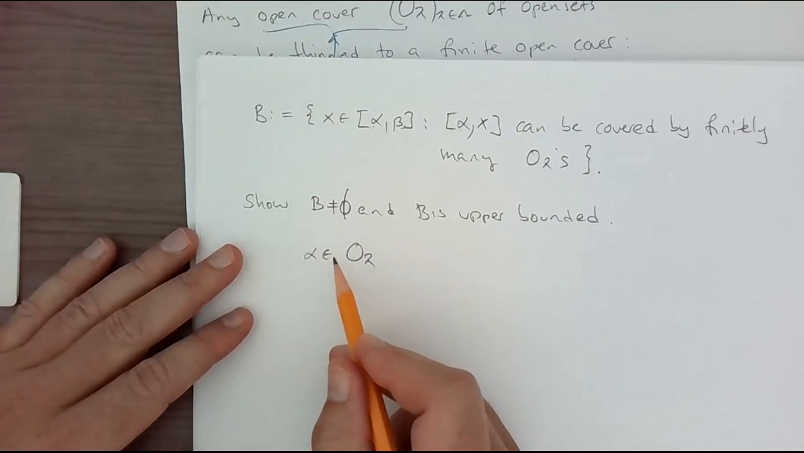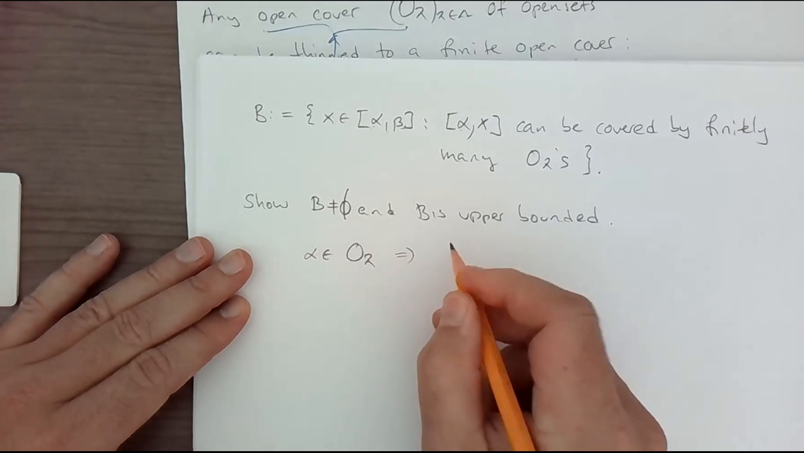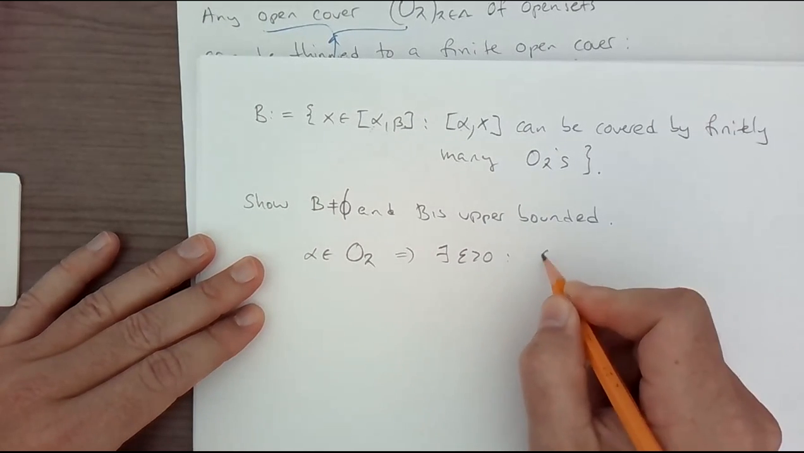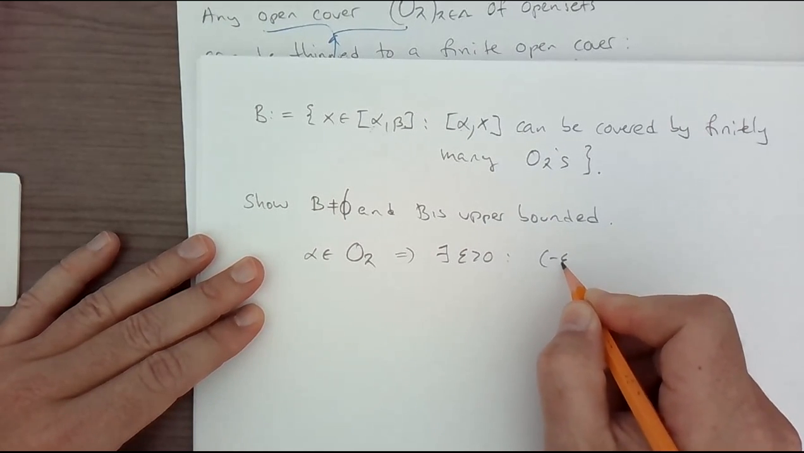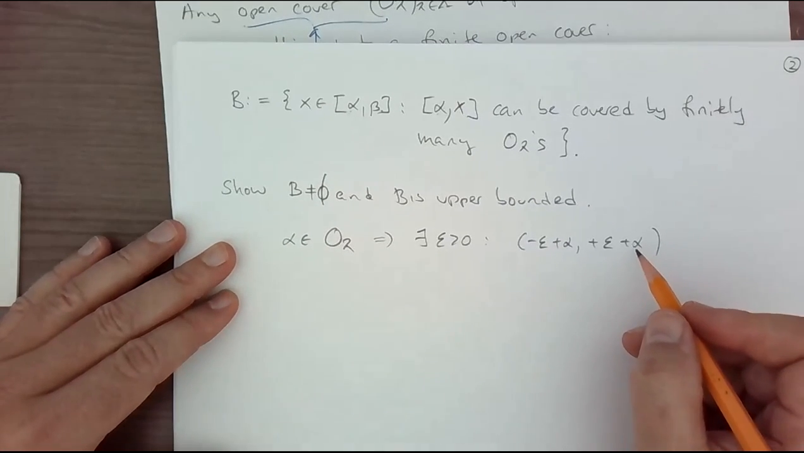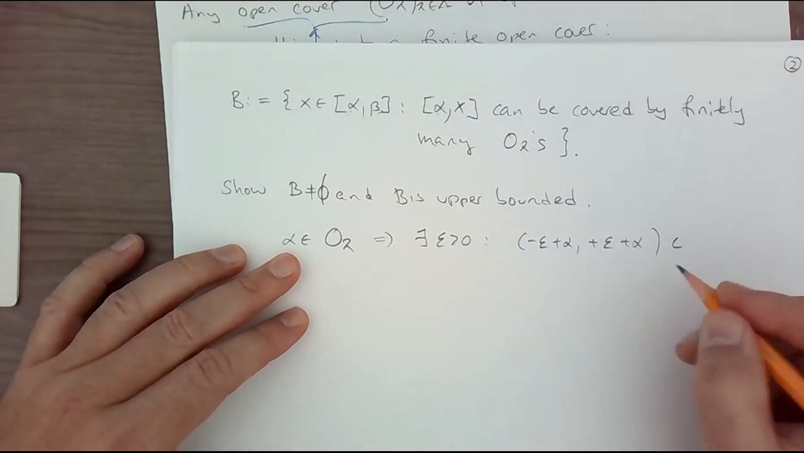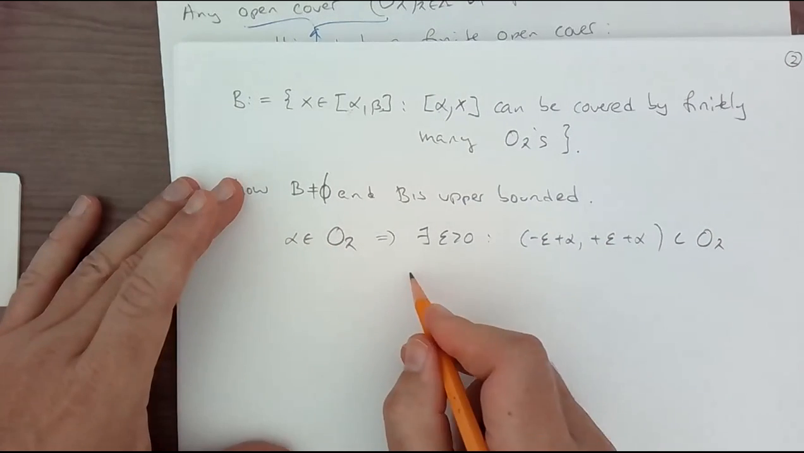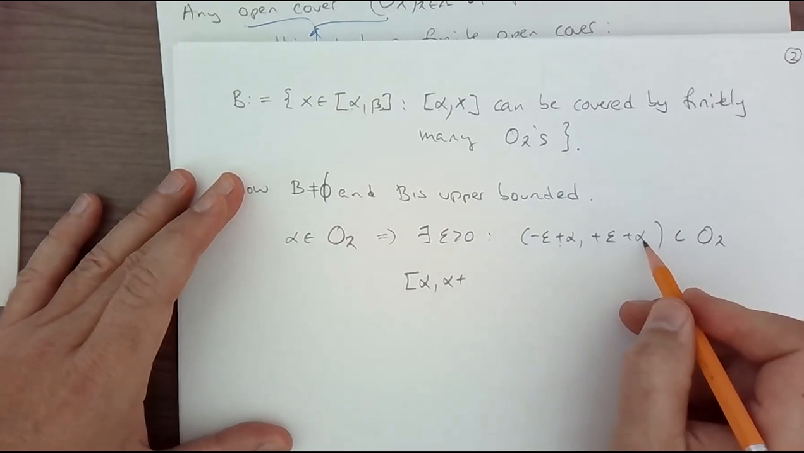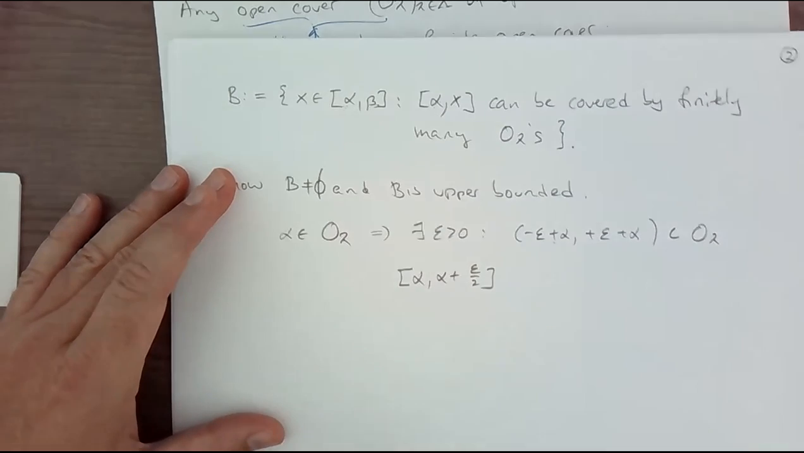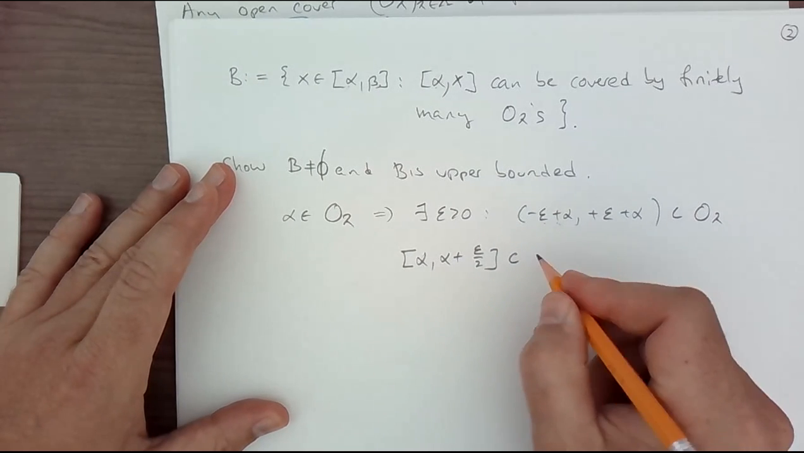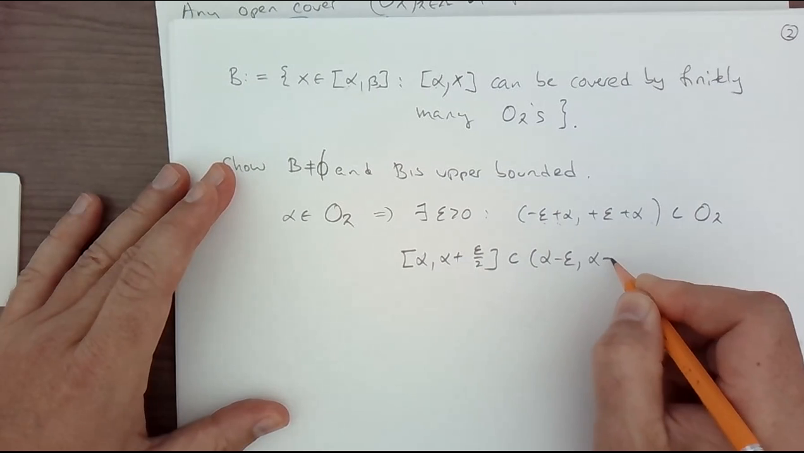And then I can put a little ball around it because this is open. So this implies that there exists some little ball, an epsilon. I put an epsilon around it: alpha minus epsilon, alpha plus epsilon. I put a little ball around my alpha, and then I'm still inside this O lambda. So if I look at the interval that goes from alpha to, say, alpha plus epsilon over 2, this is inside alpha minus epsilon, alpha plus epsilon.